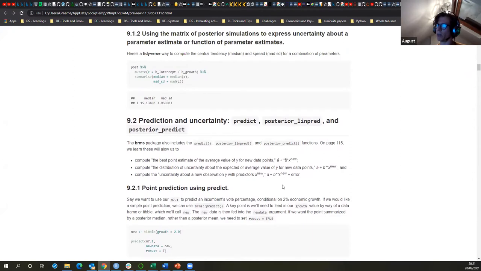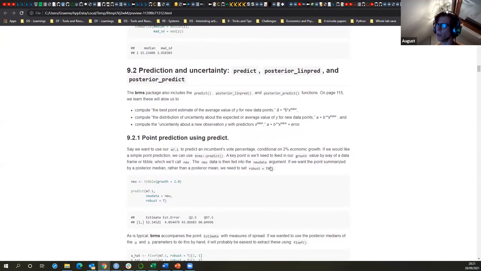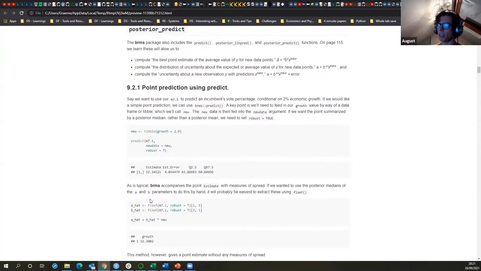And then a lot of this is explaining how you go about doing that. The first part is that you can do a normal prediction, just a straight-up prediction. It says, if I've got this particular model, what happens if we add some new data, which in this case is growth.